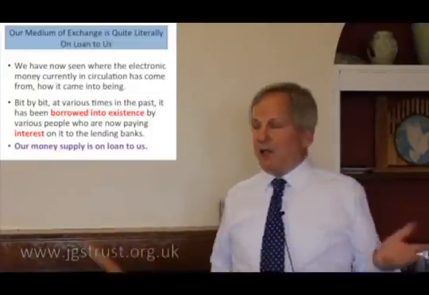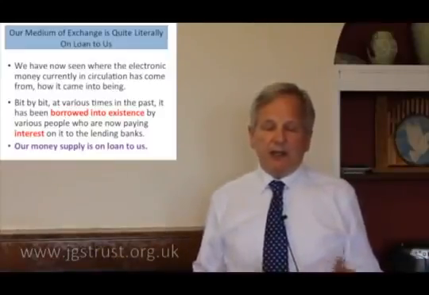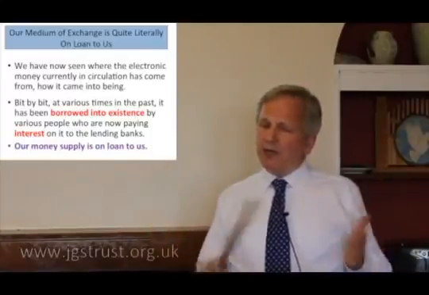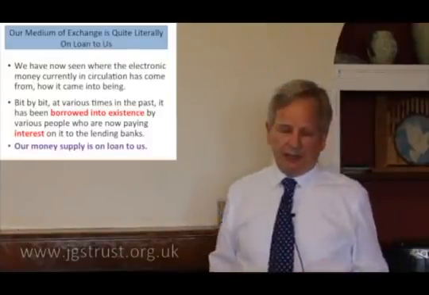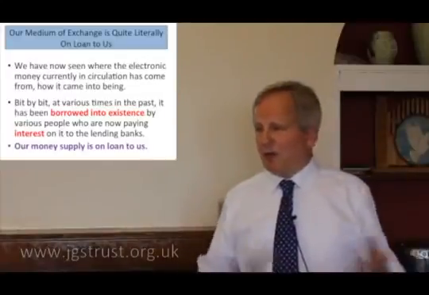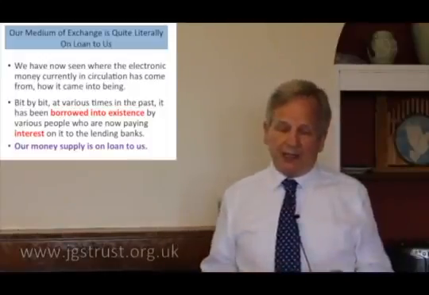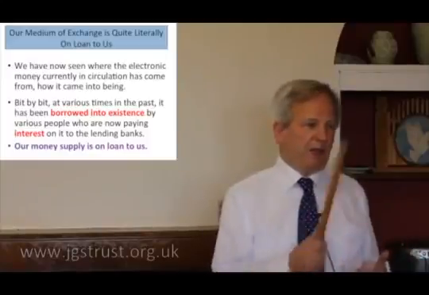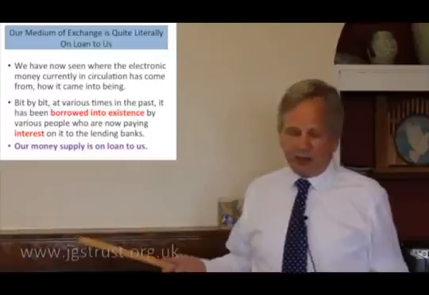So we've now seen where this electronic money comes from, how it gets into circulation, how it comes into being. And looking back, you can see that bit by bit in the past, it's all been borrowed into existence by somebody. And these people out there, or some in here probably, who borrowed these digits into existence, got them into the banking system, they're paying interest on them. So every electronic pound going round and round the economy, some poor so-and-so somewhere is paying interest on it.